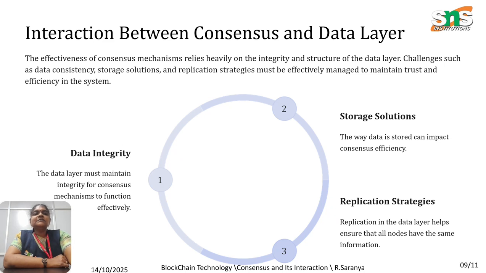Now next comes our data layer. In the data layer, the overall data integrity is taken into consideration. When there is a heavy flow of data from one network to another, the integrity becomes a big question mark, which also affects the trust and efficiency of the system. So overall, the data layer takes care of data integrity, storage solutions, etc.